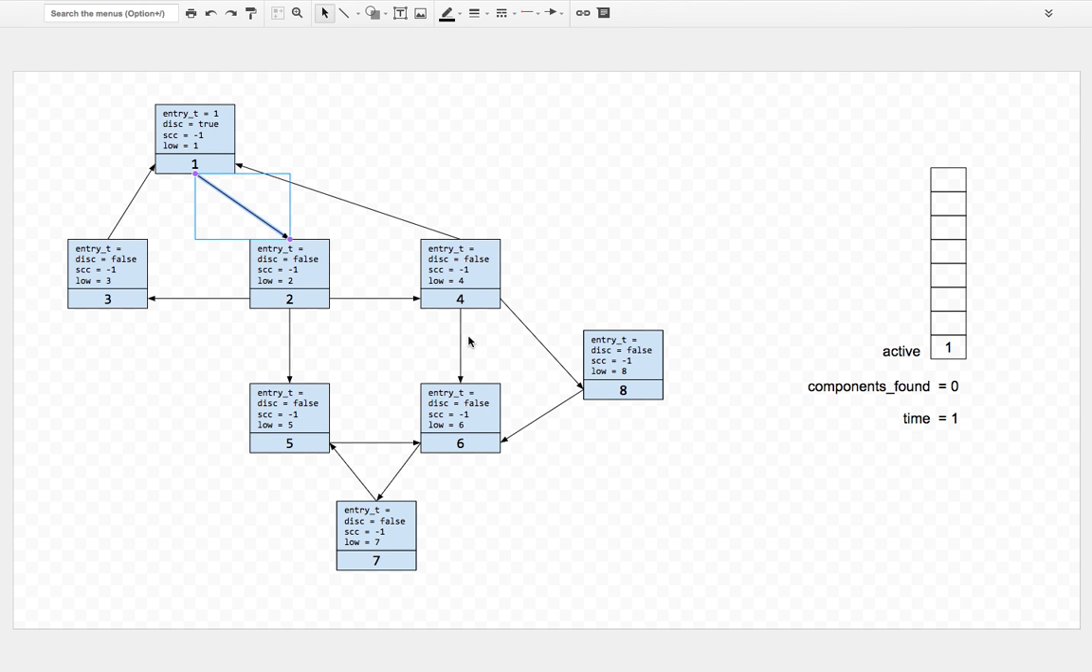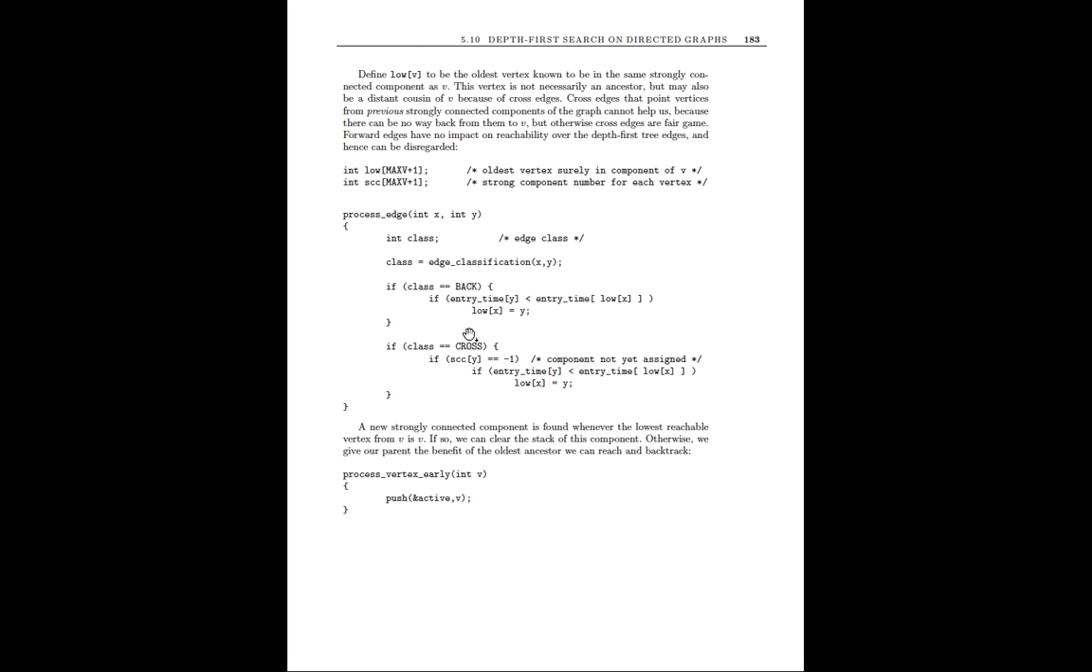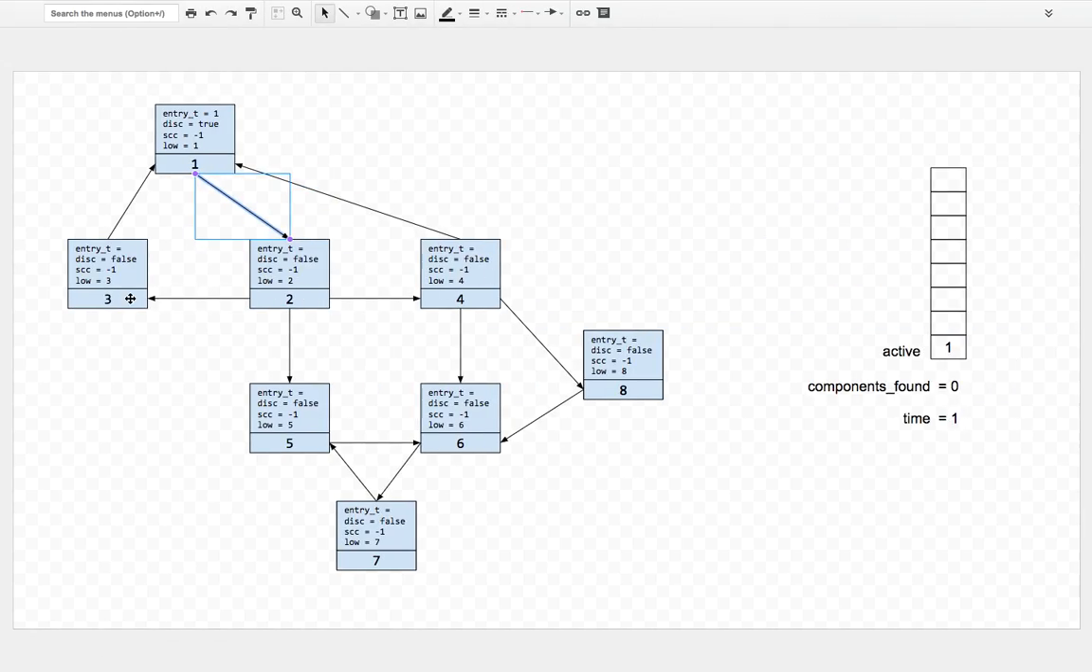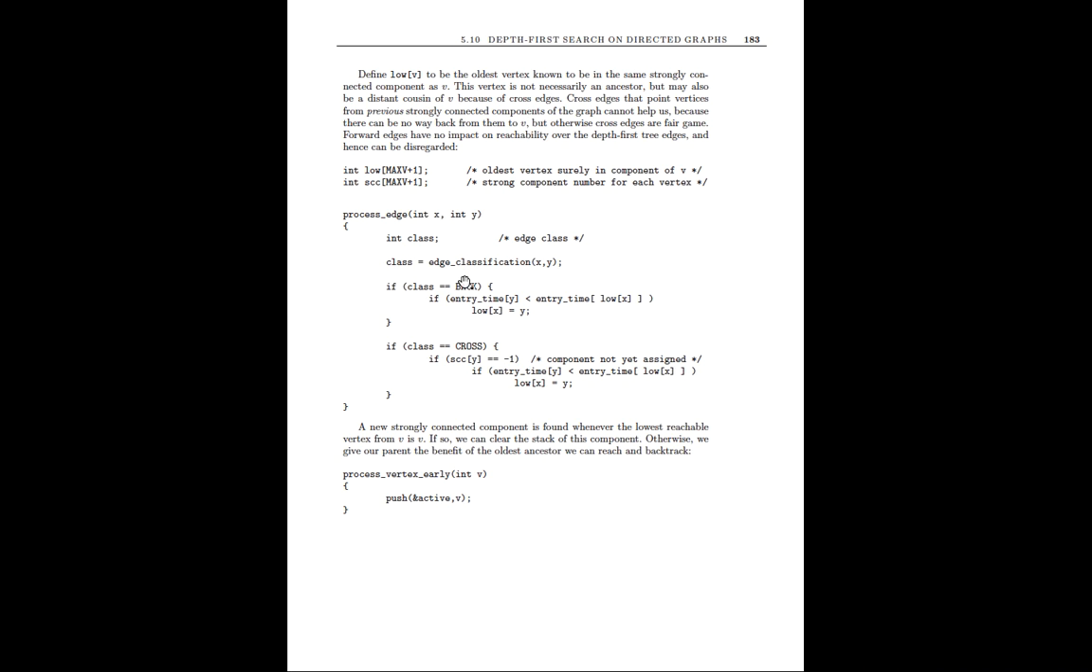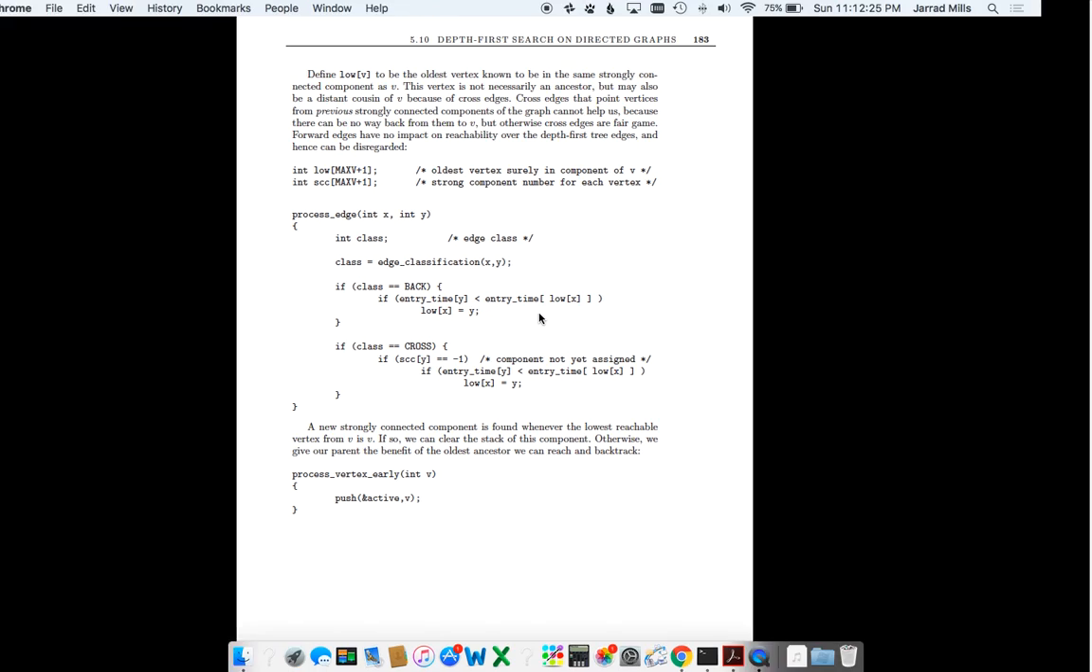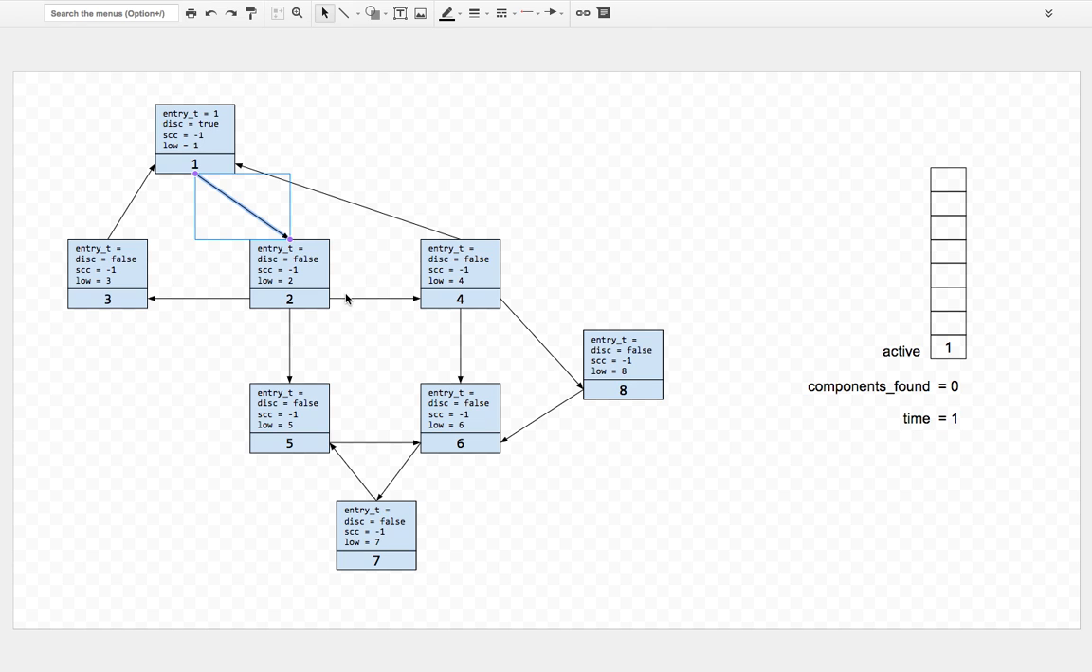So we call the process edge routine, and the process edge routine is right here. First, we get an edge classification. We're not going to look at the code for the edge classification routine itself, but it classifies edges as either tree edges, and tree edges are to undiscovered vertices. So if the edge points to an undiscovered vertex, it's going to be a tree edge. It can also be a forward edge, a back edge, or a cross edge. For more details about forward, back, and cross edges, you can see earlier in Skiena's book. But we'll be interested in particular in back edges.